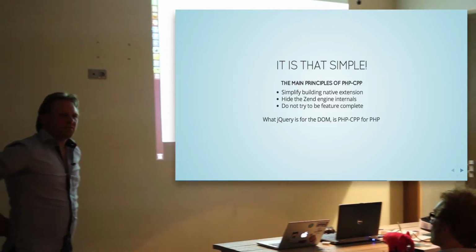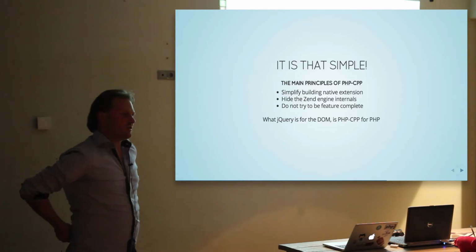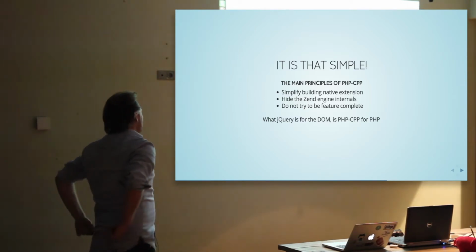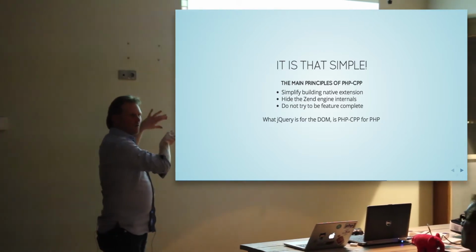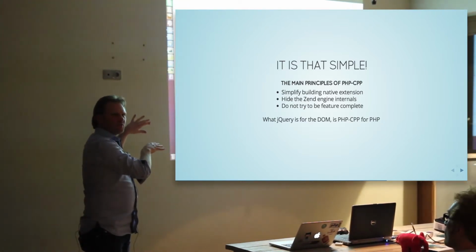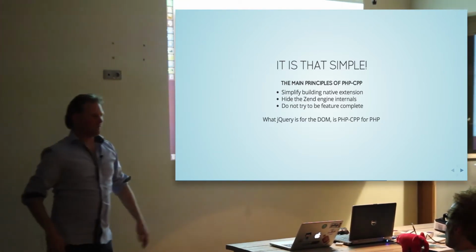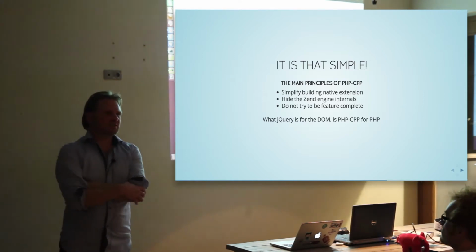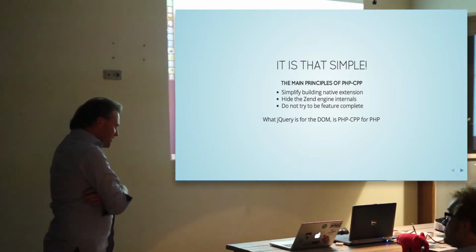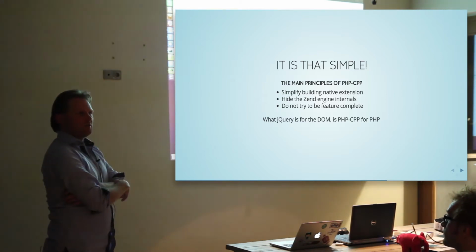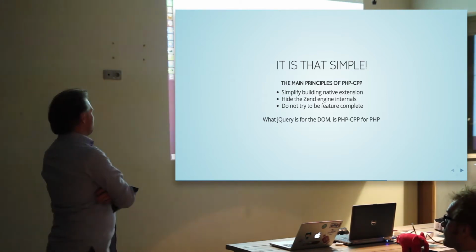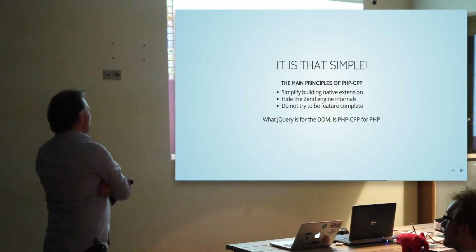And another objective of this library is to hide that Zend engine. We don't want professional developers to build almost impossible to understand source code like the current extensions are. If you want to write native extensions for PHP in an enterprise environment, it must look good. A colleague must understand your code right away. And that's what the target of this library is.